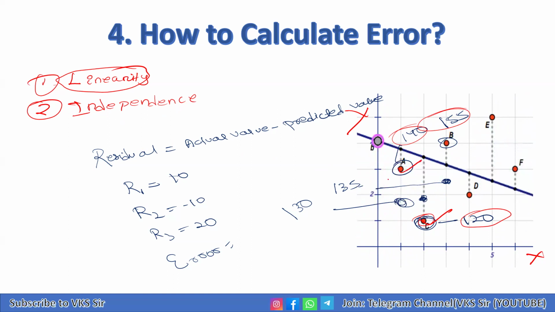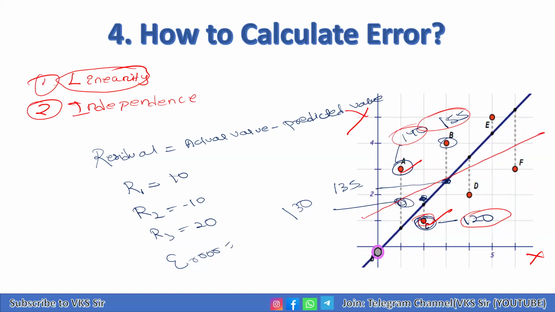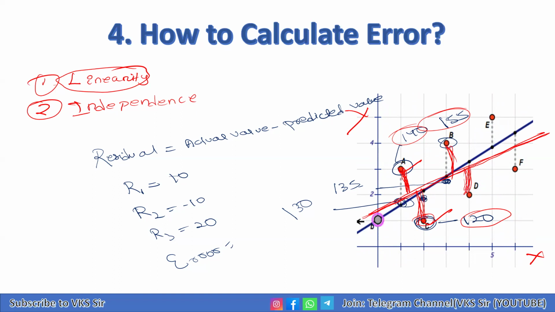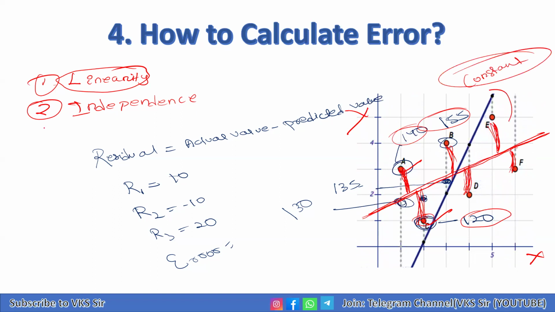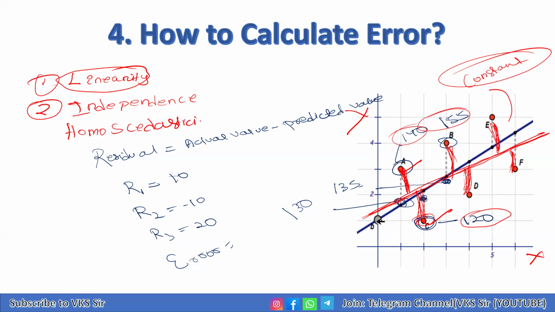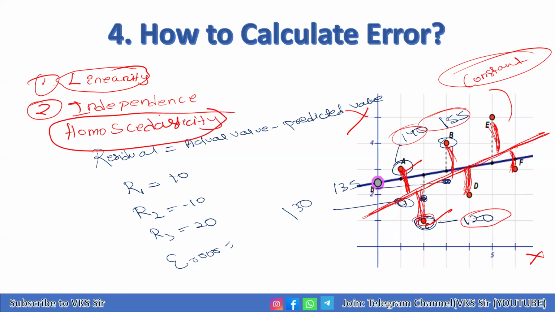Now, if I draw the perfect line, look at this red line. Check out the distance between this and this, and the distance between this and this. The distance between all of them is constant. As this distance is constant, we call this homoskedasticity.